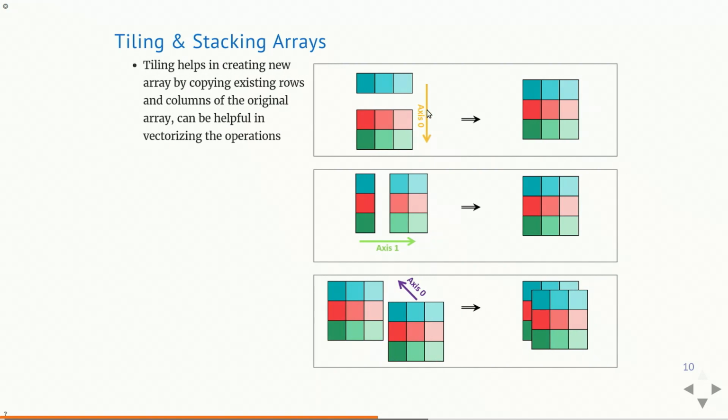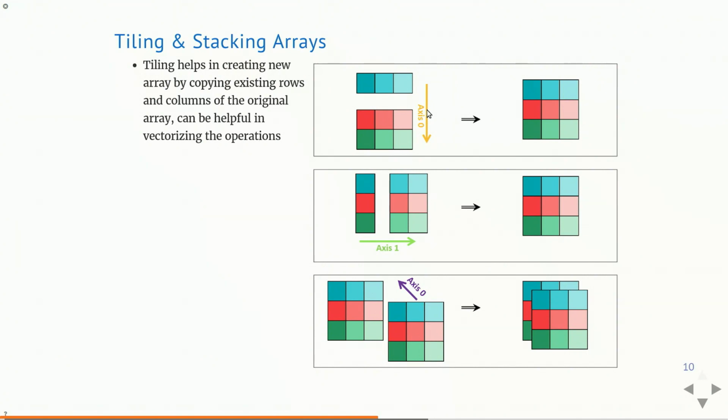Next comes tiling and stacking. Tiling and stacking help in code vectorization. There is a very small difference between tiling and stacking. In tiling, we append the existing array row-wise or column-wise or across any specific axis, while in stacking, we append different arrays into a specific array along rows, columns, or a specific axis.